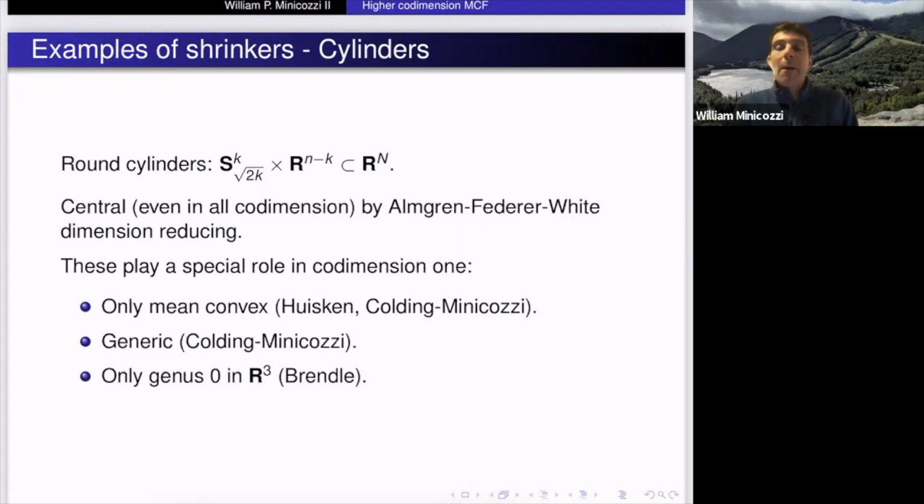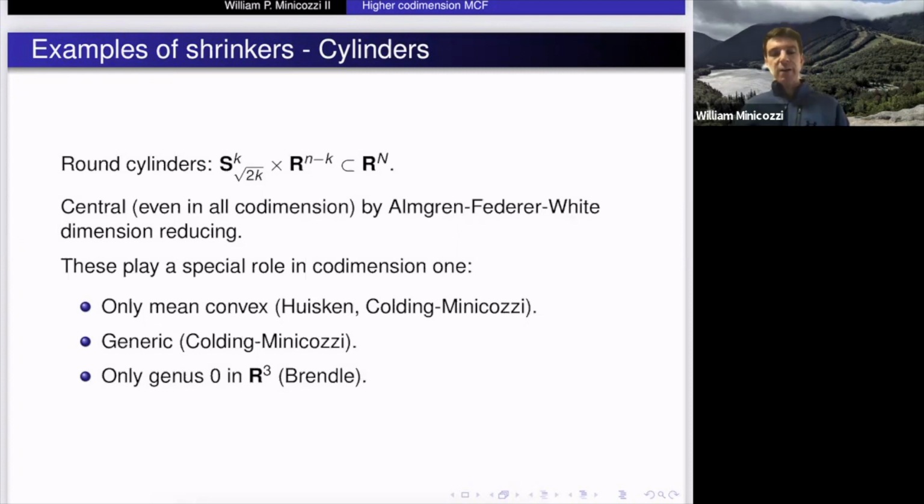Okay, so I'd like to start by listing a few examples of shrinkers and saying which ones are important and why. The ones that would be the most important for this talk are round cylinders. We already met spheres, and you can get a sphere in any dimension. But if you take one of these spheres and just cross it with the Euclidean factor, it will also satisfy the shrinker equation. These are called round cylinders.